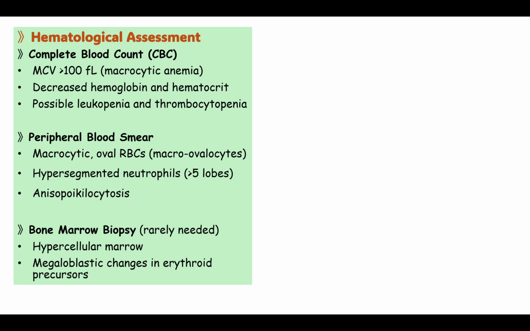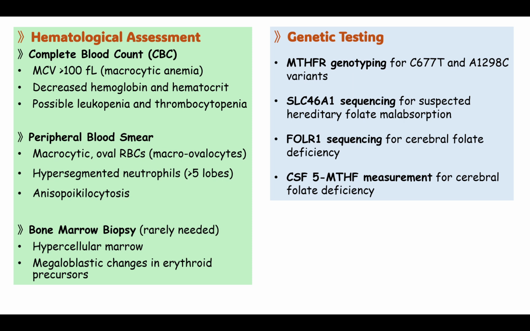A bone marrow biopsy is rarely needed, but if performed, it may demonstrate hypercellular marrow and megaloblastic changes in erythroid precursors. For selected cases, genetic testing may be appropriate. These can include MTHFR genotyping for the C677T and A1298C variants, SLC46A1 sequencing for hereditary folate malabsorption, and FOLR1 sequencing plus CSF 5-MTHF measurement for cerebral folate deficiency. So diagnosis should always integrate clinical context, laboratory data, and when needed, genetic confirmation.